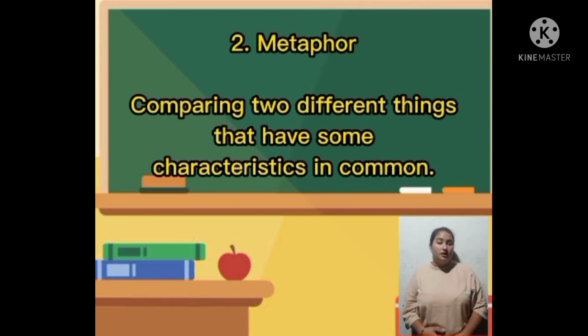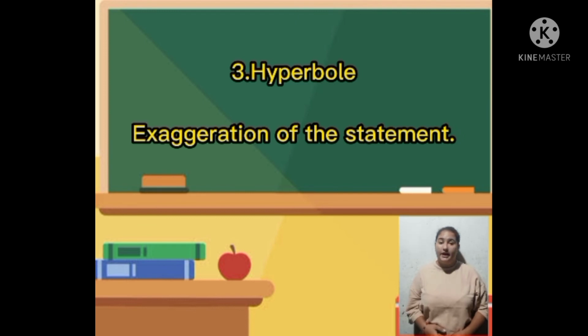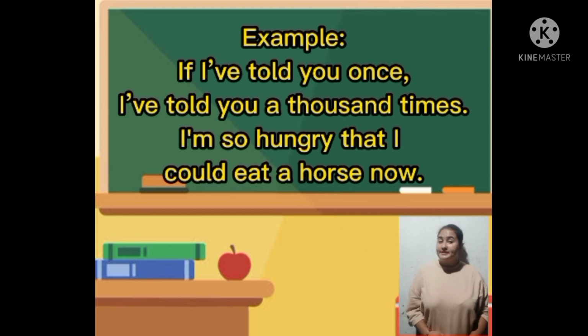Second, metaphor. It compares two different things that have some characteristics in common. Examples are, you are a pig, love is clockwork, and cold steel. Third, hyperbole. It is the exaggeration of the statement. Some examples are, if I've told you once, I've told you 1,000 times. I'm so hungry that I could eat a horse now.